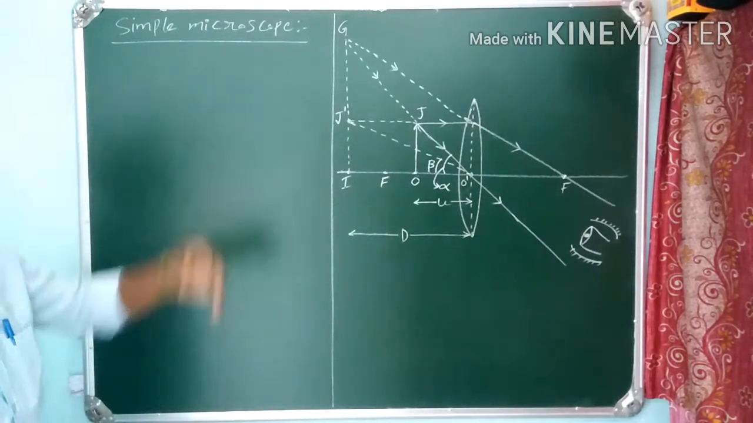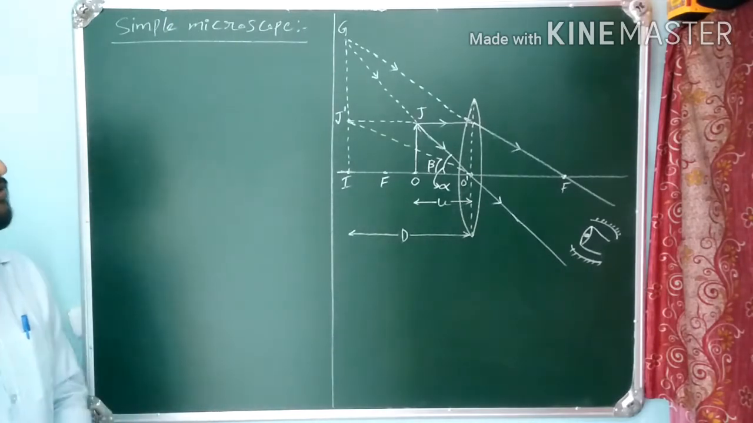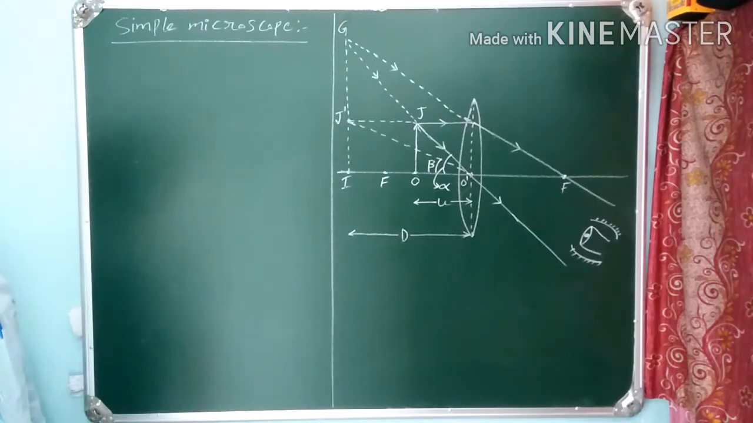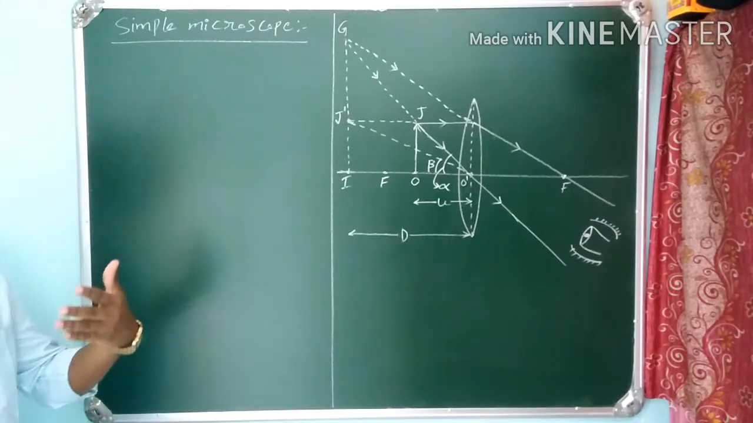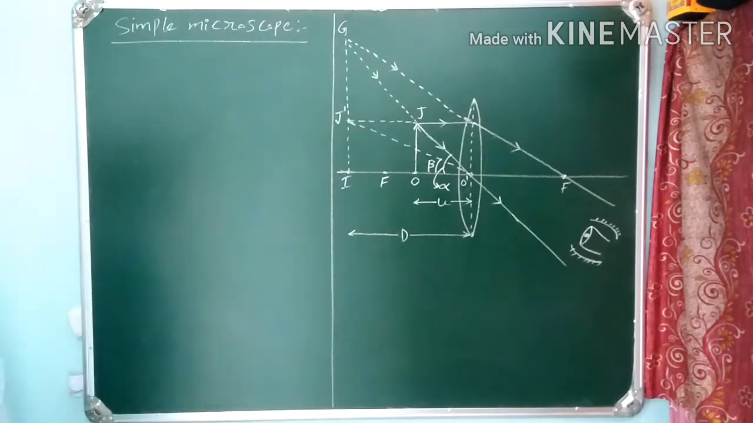Before going to that, what is meant by optical instruments? Optical instruments are used to increase the visual angle artificially in order to improve the clarity. When you see an object, the increased visual angle lets you see the object clearly. The examples are microscopes and telescopes.